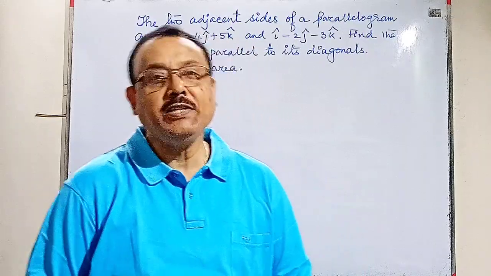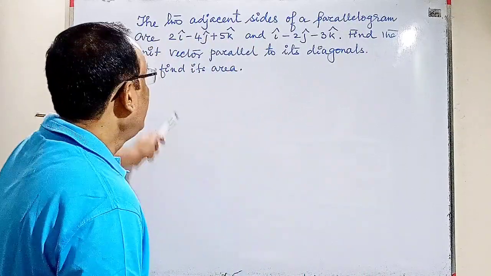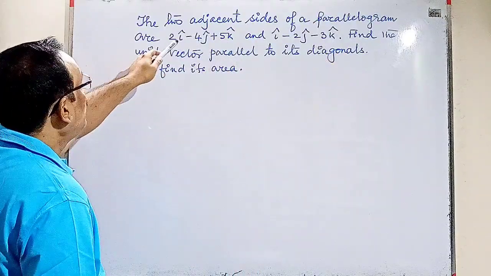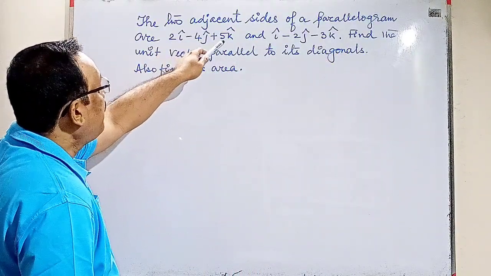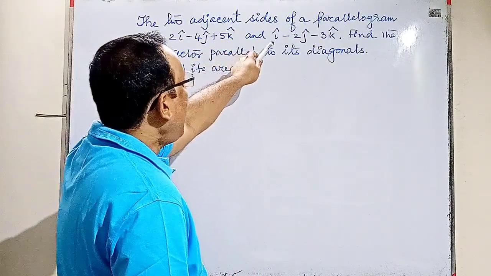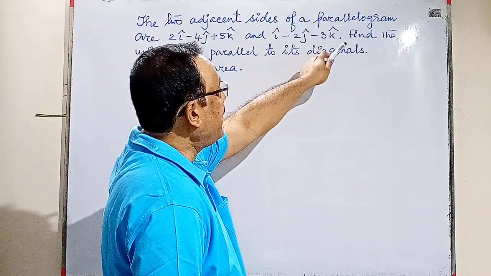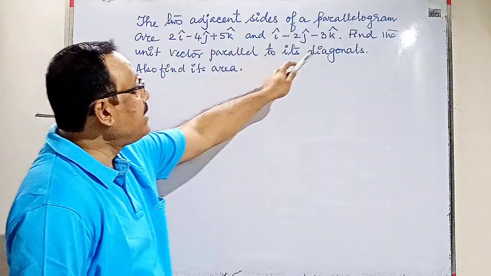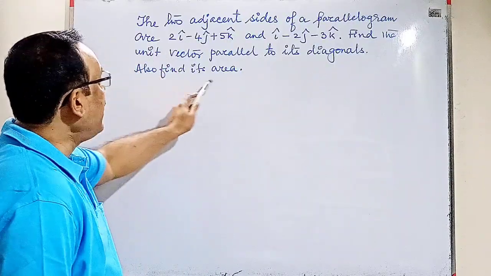Our today's question is from vector. The question is, the two adjacent sides of a parallelogram are 2i minus 4j plus 5k and i minus 2j minus 3k. Find the unit vector parallel to its diagonals. Also find its area.